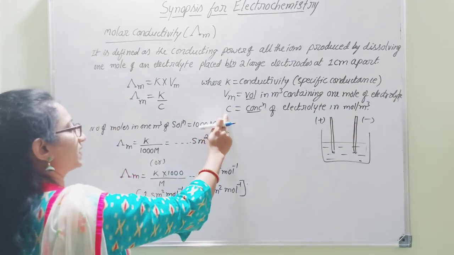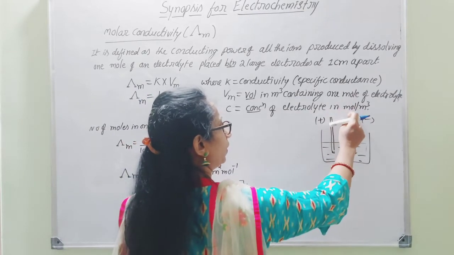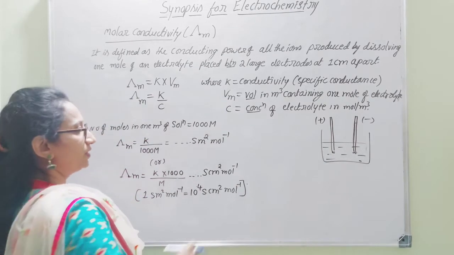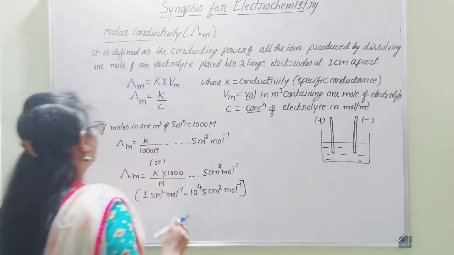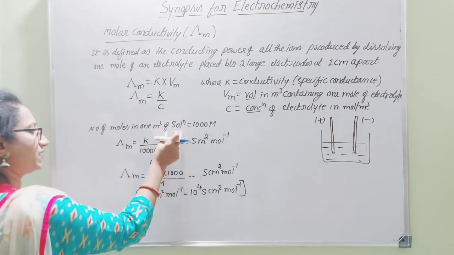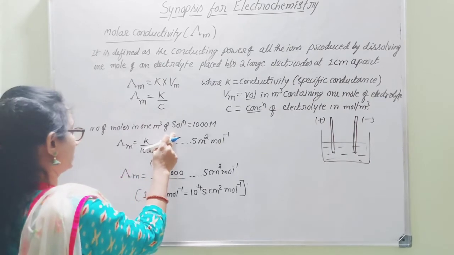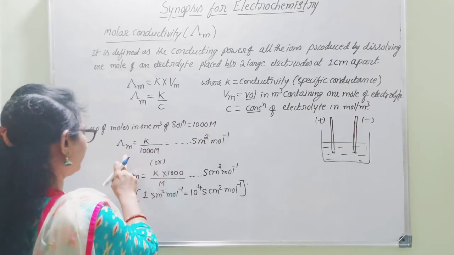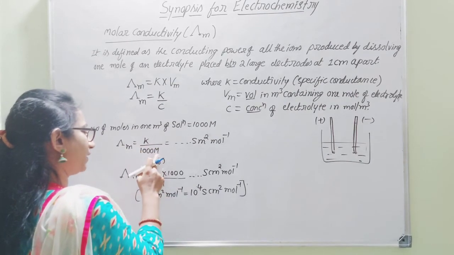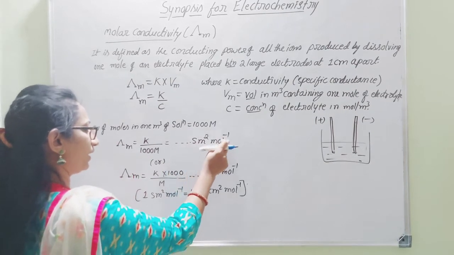What does C stand for? C is the concentration of electrolyte in mole per meter cube. How many moles are dissolved in a meter cube of the solution? That gives the concentration. If you say the number of moles in 1 meter cube of solution is equal to 1000 m, then we can write the expression for lambda m as lambda m is equal to K by 1000 m, given in the units Siemens meter square mole inverse.